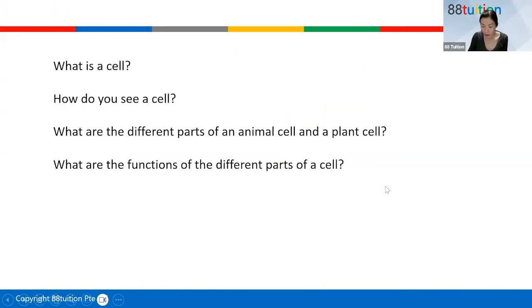Okay, so the four main questions we just went through: what is a cell? How do you see a cell? What are the different parts of an animal cell and a plant cell? And then the functions of different parts of the cell, right? These are all important. So what is a cell? Definition. Do we all know this?